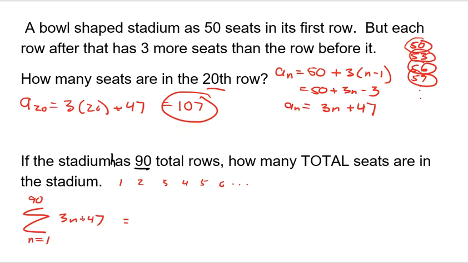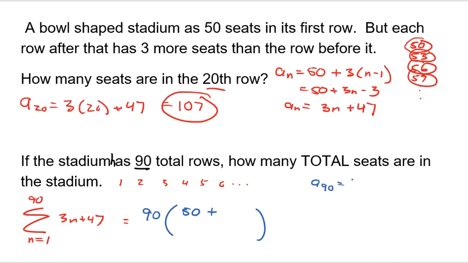All I'm doing is creating that summation. The formula is 3n plus 47, first row to the 90th. So this is arithmetic. So my formula is taking the number of terms. 1 to 90 is 90 terms, 90 rows. The first row that I care about is the first row, which of course has 50 seats in it. Plug in 1. 3 times 1 is 3, plus 47 is 50. Plus the 90th row. How many seats are in that 90th row?